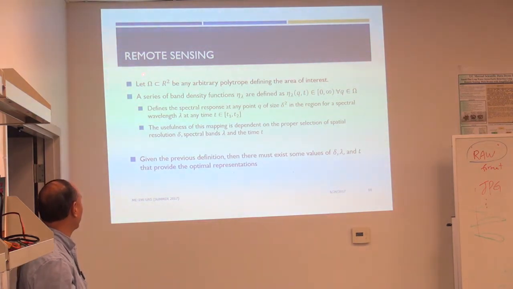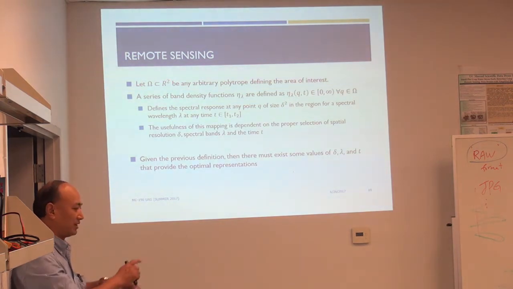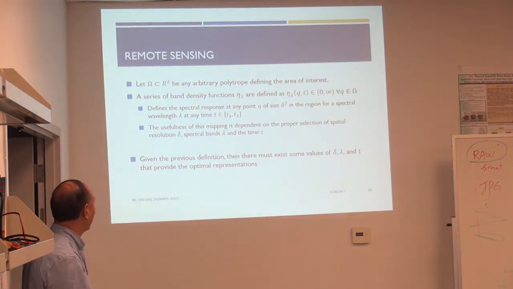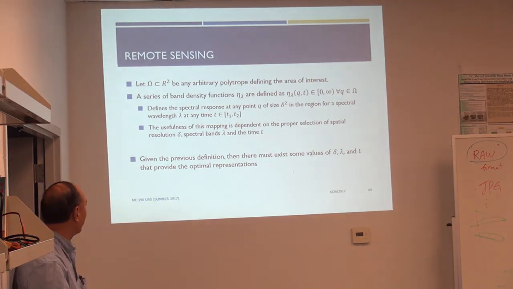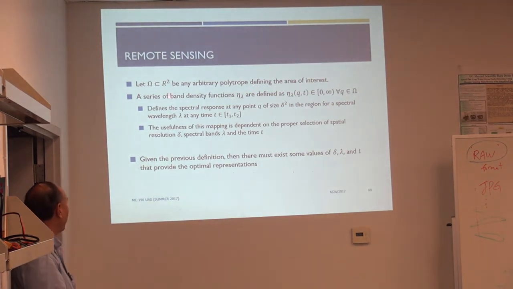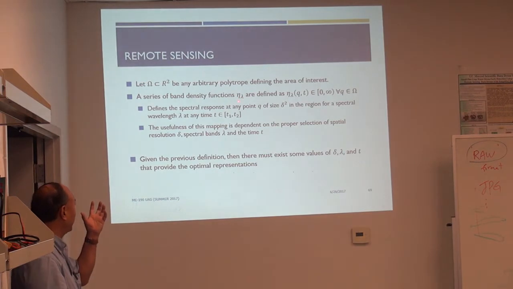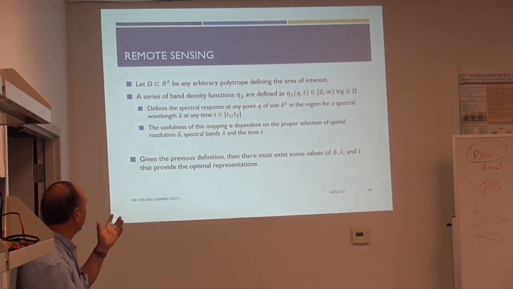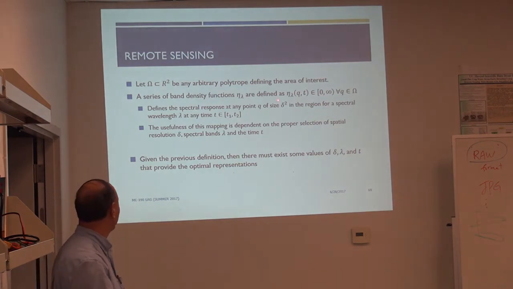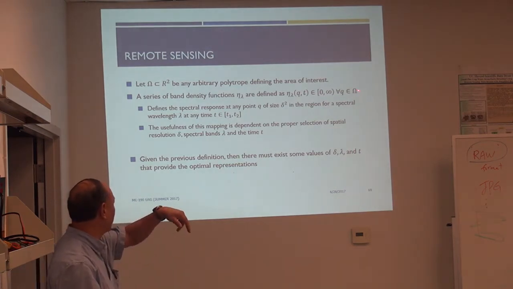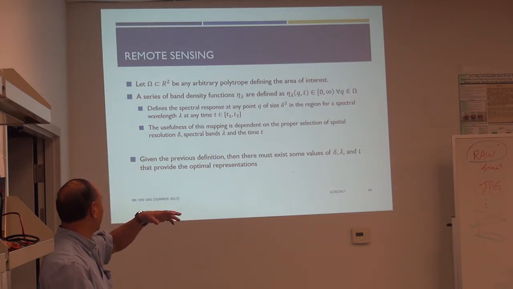So this is a domain of interest, DOI, in R2, meaning two-dimensional. Any polygon defines an area of interest. So you have a band density function, n lambda, which is a function of q. Q is a point in this 2D domain, okay? So this is the kind of band density.